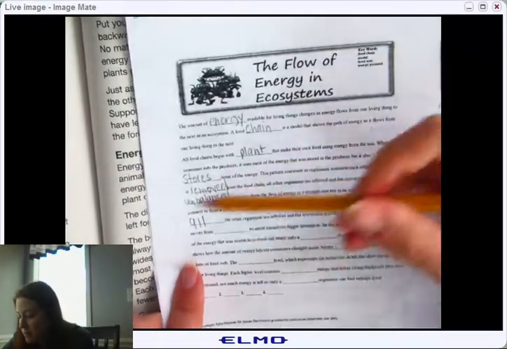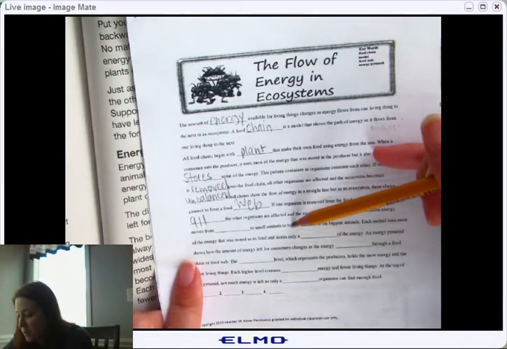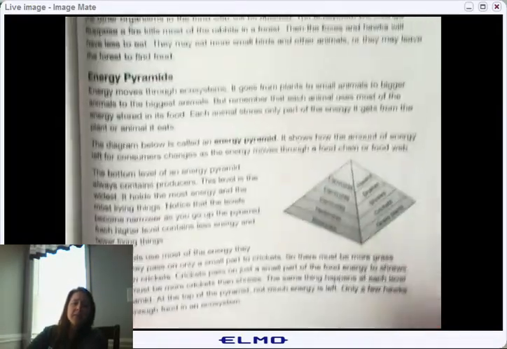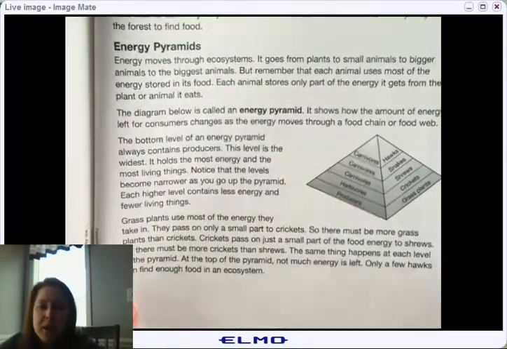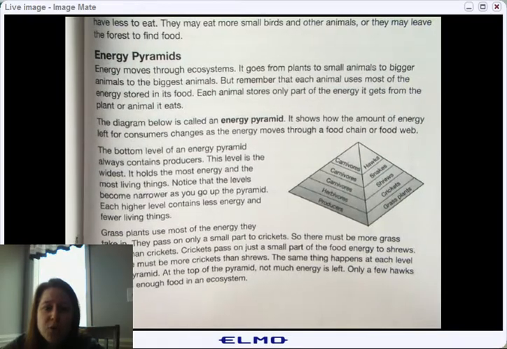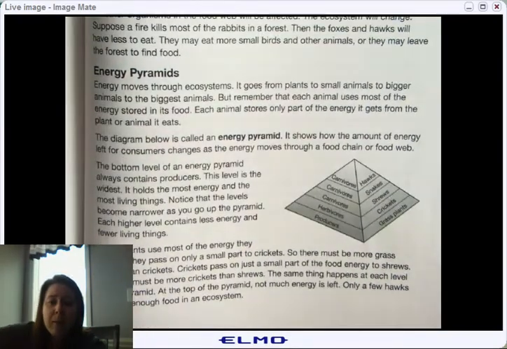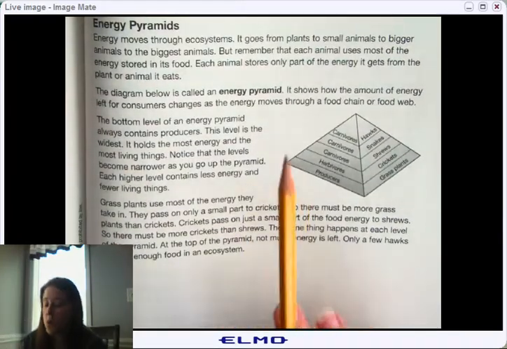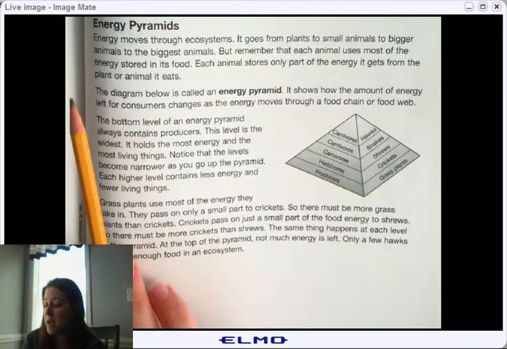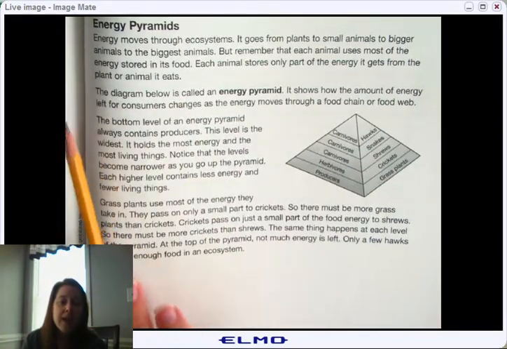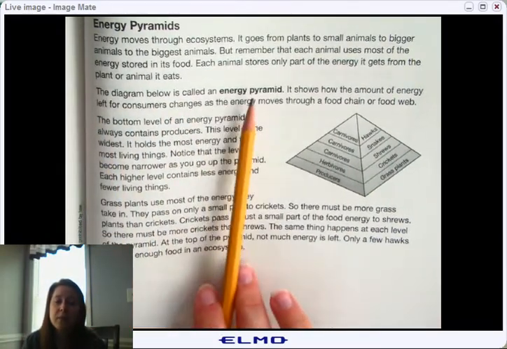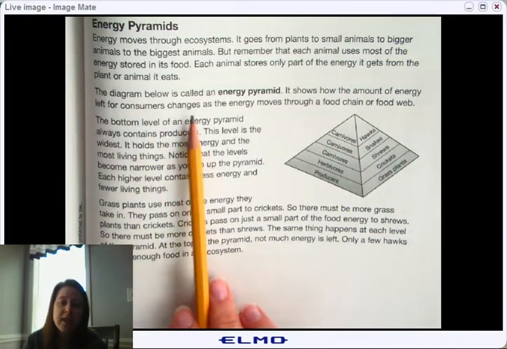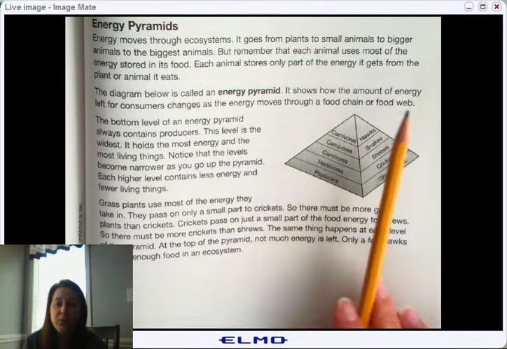In an ecosystem, energy moves from plants to smaller animals to bigger animals to the biggest animal. So we need to look at this part right here. Energy pyramids. Energy moves through the ecosystem. It goes from plants to smaller animals to bigger animals to the biggest animal. But remember, each animal uses most of the energy stored in its food. Each animal stores only part of the energy it gets from the plant or animal it eats. The diagram below is called an energy pyramid. It shows how the amount of energy left for consumers changes as energy moves through the food chain or food web.